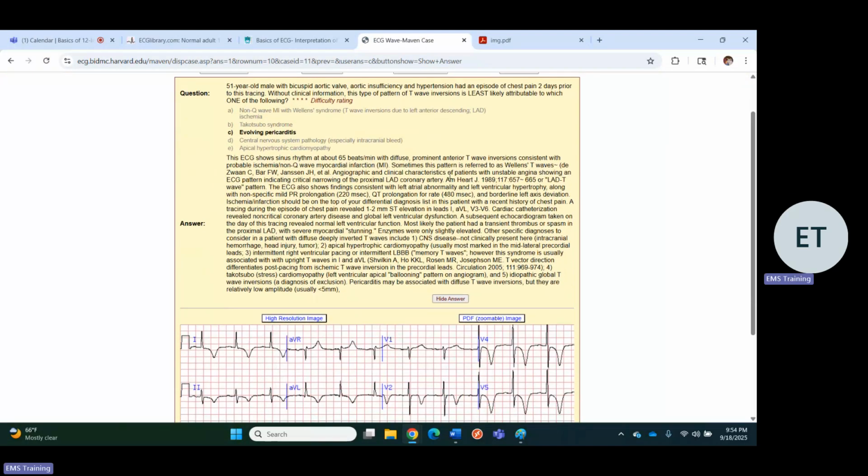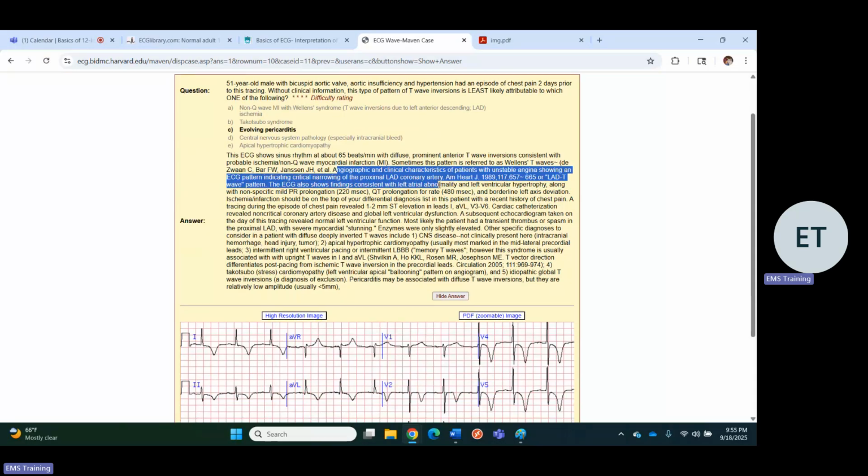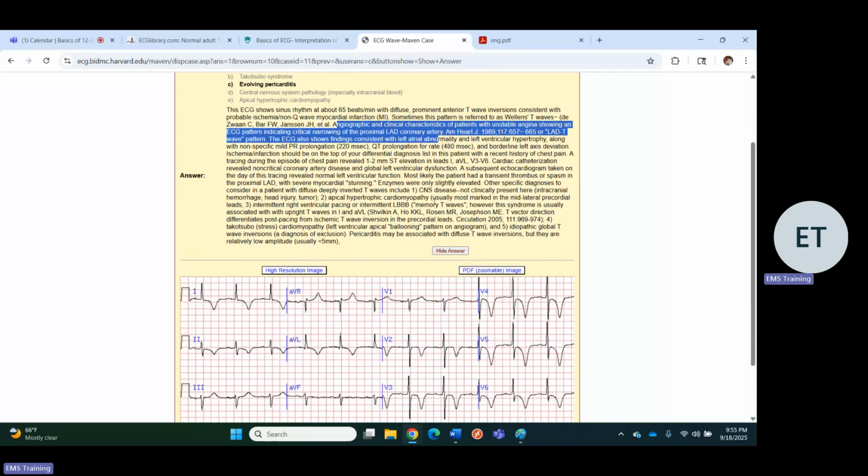The ECG shows a sinus rhythm about 65 with diffuse prominent anterior T-wave inversions consistent with probable ischemic non-Q-wave myocardial infarction, otherwise known as Wellens. Sometimes this pattern is referred to as Wellens T-waves. Angiographic and clinical characteristics of patients with unstable angina show an ECG pattern indicating critical narrowing of the proximal LAD. Could be the left main as well. The ECG also shows findings consistent with left atrial abnormality. I didn't actually notice that.